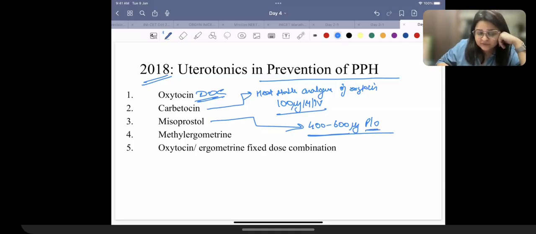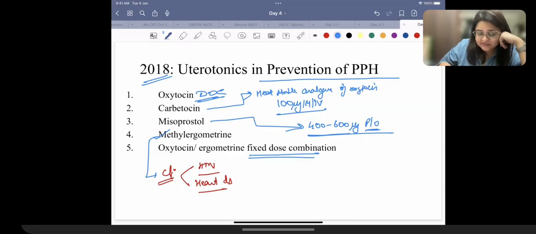Then the WHO said you can give methergin also. Methergin, remember, the only two contraindications to methergin which the WHO mentions are hypertension and heart disease. Okay? And then it also says you can give a fixed combination, so some countries have this. We don't have this. Something called syntometrine, where you have oxytocin plus ergometrine combined dose. Okay? So this is what the WHO said, that apart from oxytocin, you can give all this.